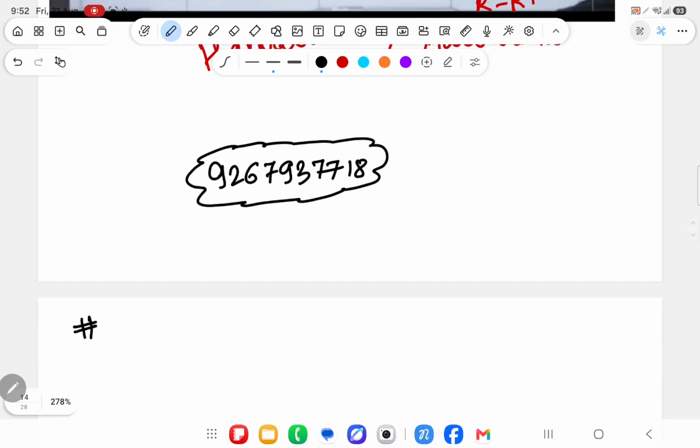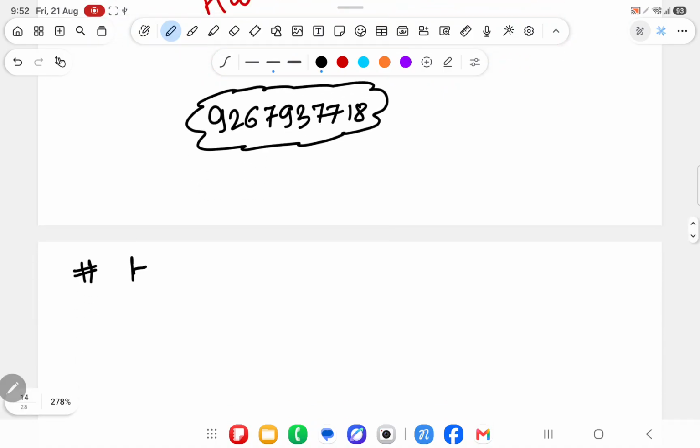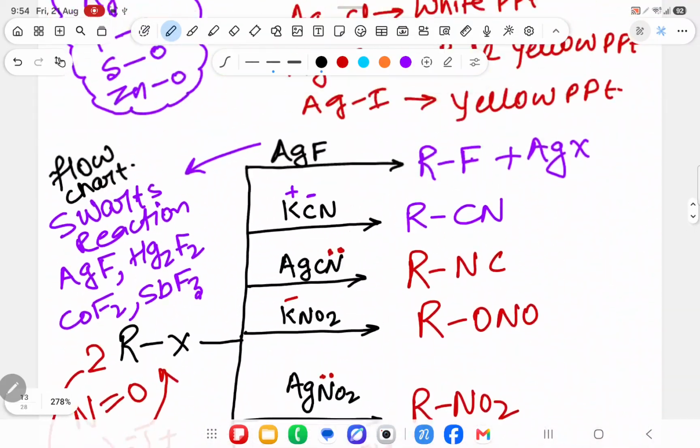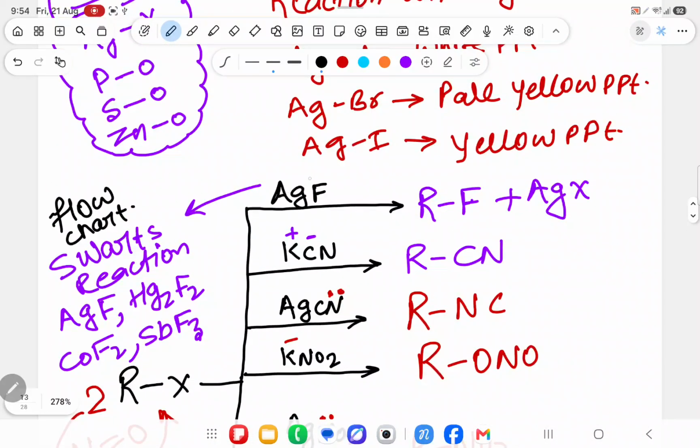Okay sir, understood this. Now we will have the next part of the topic, that is called halogen exchange. In this halogen exchange, you have already seen one reaction. Halogen exchange has two reactions: one is the Swarts reaction and one is the Finkelstein reaction. The Swarts reaction you have already seen over here, AgF type.